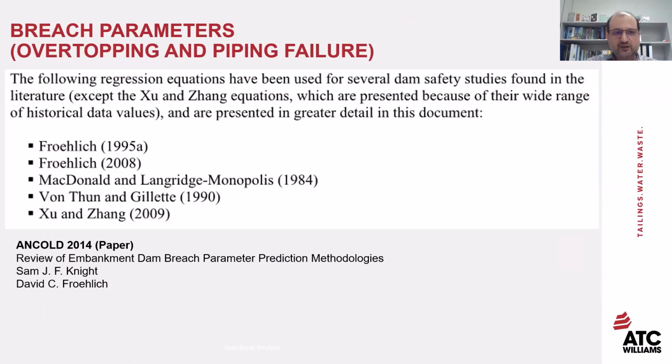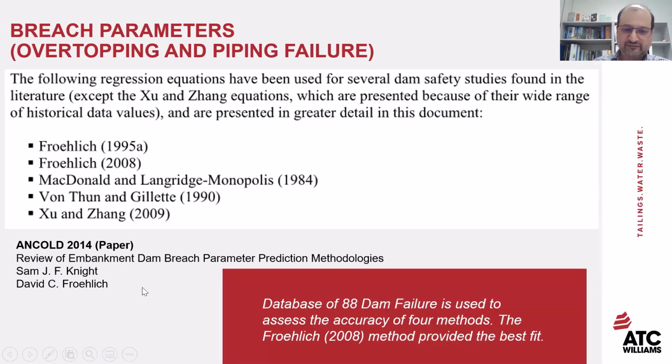If you're analyzing the overtopping and piping failure, then we need to define the breach parameters. In the literature, you can find different methods and models proposed for that. All of them are based on regression of previous dam failures. More recently, in 2014, a paper by Knight and Froelich analyzed 88 dam failure cases from a database, and they concluded that, out of the parameters reported for those 88 dam break cases, the Froelich 2008 method provided the best fit for the breach parameters.